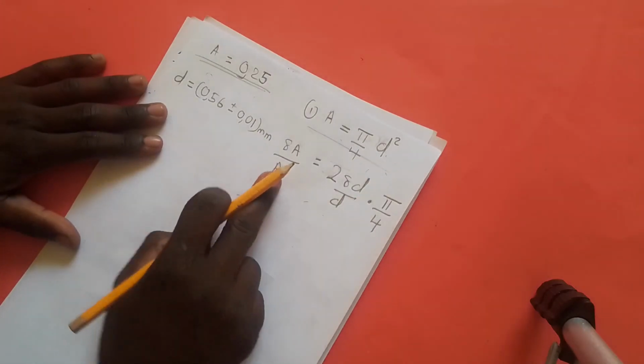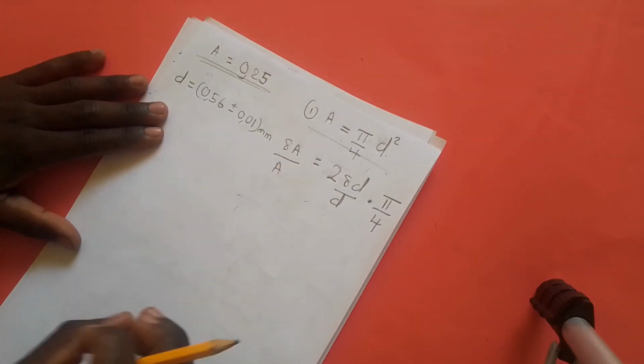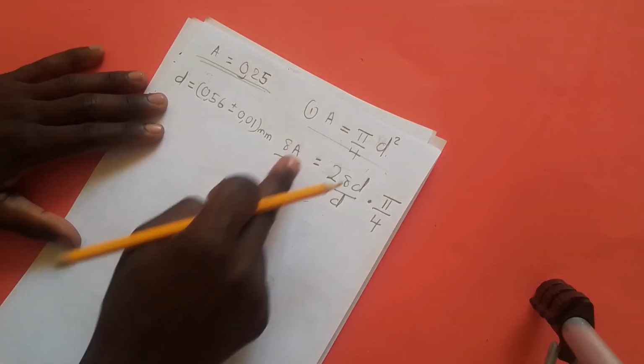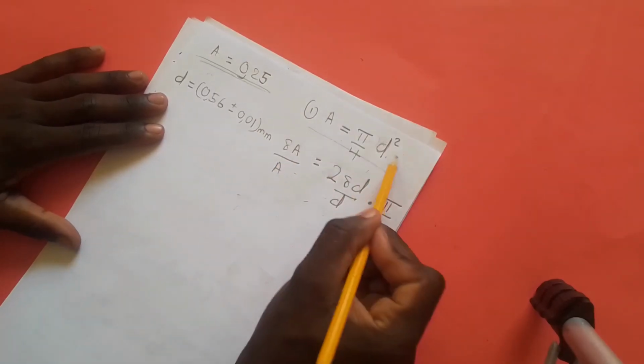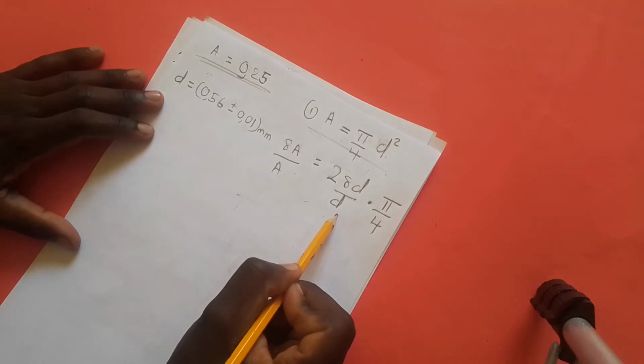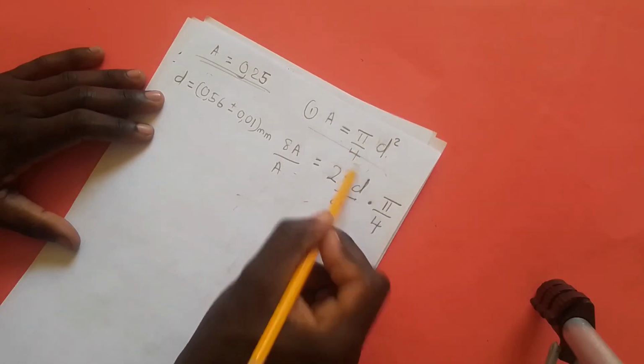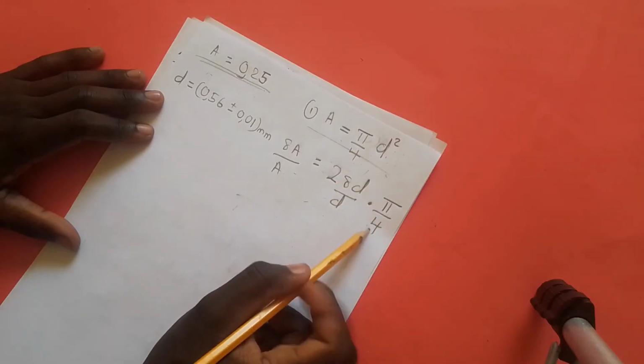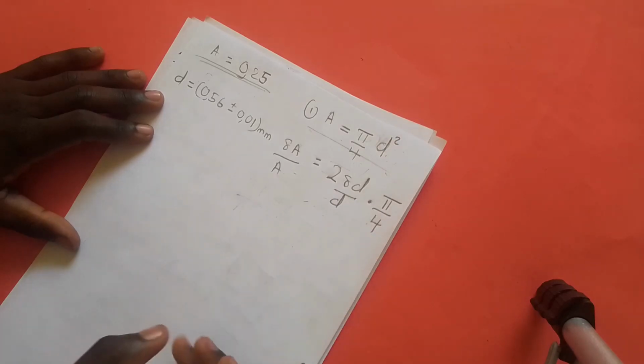So the absolute error in A now, using the formula or the concept I showed you earlier, absolute error in A over A is equal to 2, which is the constant power of D, times the absolute error in D over D, times the constant, 4 over pi over 4. This is the constant now. Okay, so then you're done. So let's simplify it further.